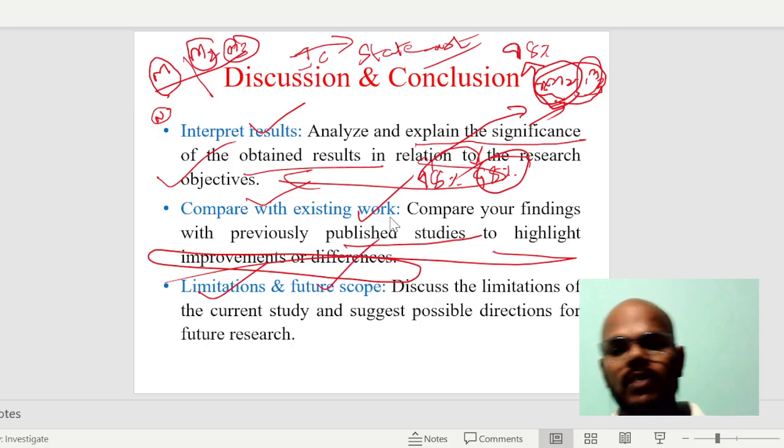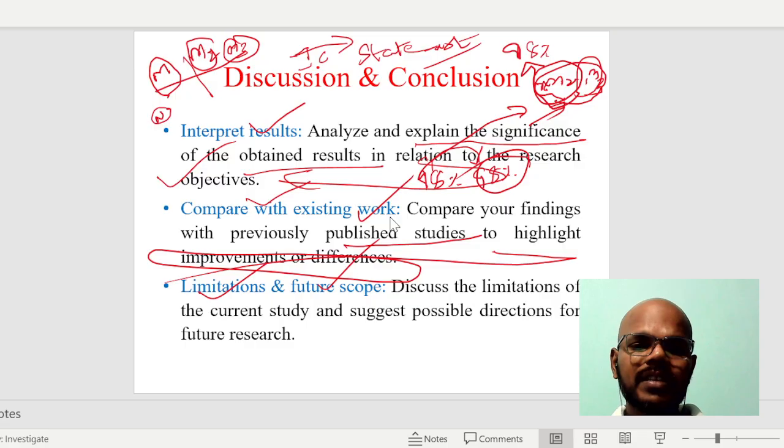Every model will have some limitations; in some environments it may not perform well. You should not avoid or hide that, you should disclose everything about the limitations. For example, if some model is not performing in some environment, you have to discuss that also. Next one is future scope. In the future scope we have to discuss what improvements can be incorporated in the existing model so that it will be improved in the future. So this is the future scope of the paper.